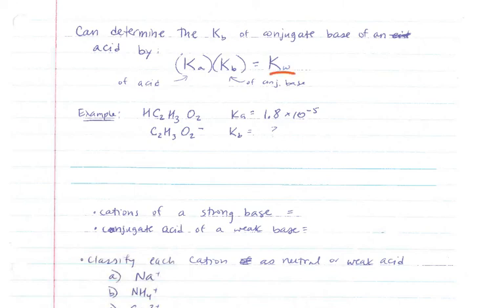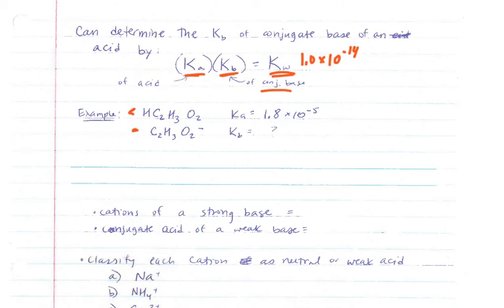So Kw is the equilibrium constant of water, which we know is 1.0 times 10 to the negative 14th, at least at 25 degrees. And the Ka of an acid times the Kb of its conjugate base is always going to equal the Kw of water, the equilibrium constant of water. So for example, we've got an acid here, HC2H3O2, and then its conjugate base, the anion, all right?